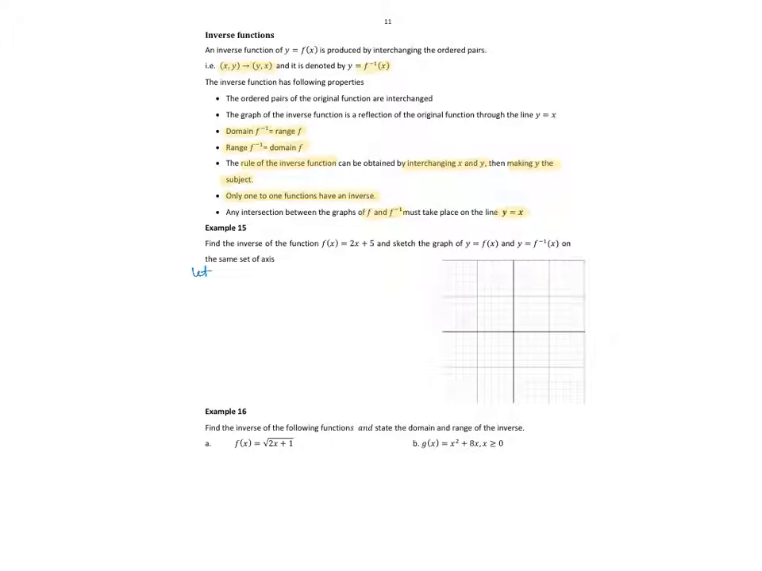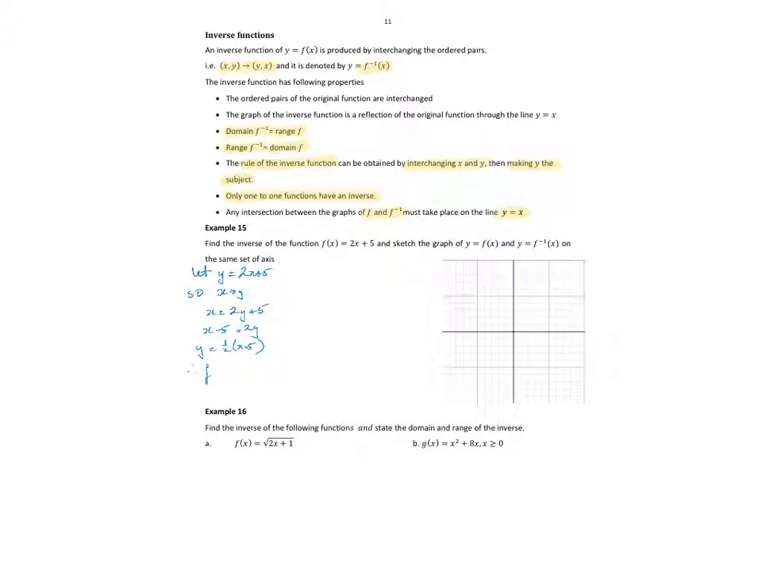Okay, first step to find the inverse function is to interchange the x and y values. If y equals 2x plus 5, we swap the x and y values, so we can rewrite that as x is equal to 2y plus 5. Then we have to transpose the equation, so let's take 5 across to the left-hand side: x minus 5 equals 2y. Divide both sides by 2, so we end up with a half of x minus 5.